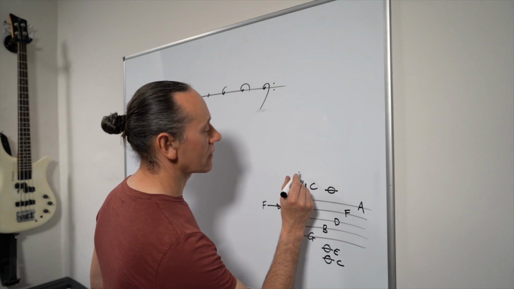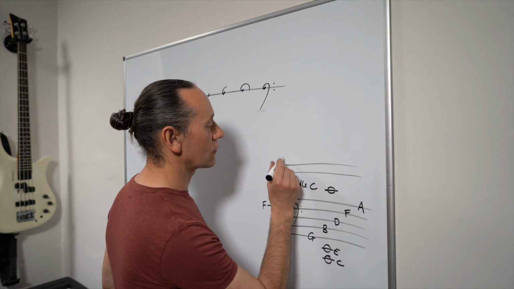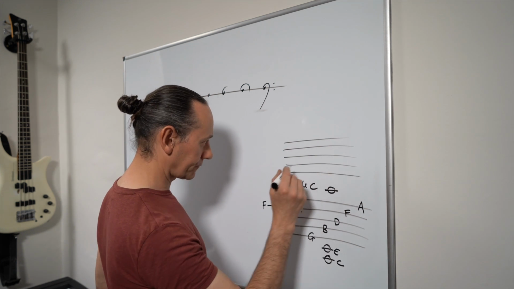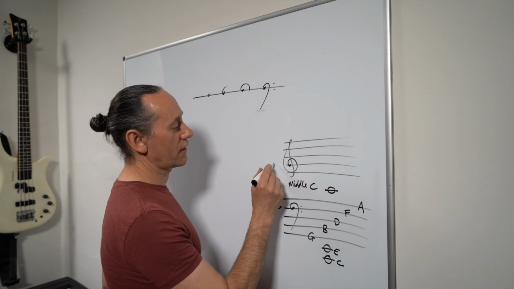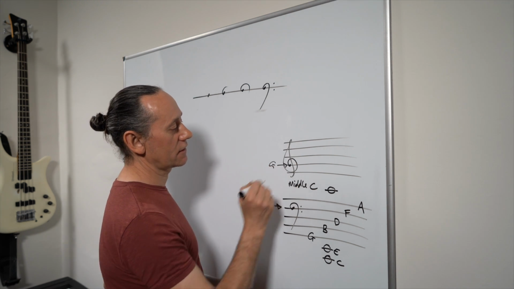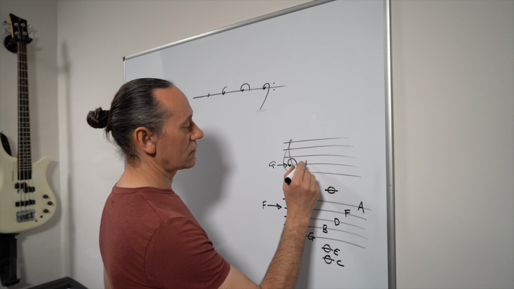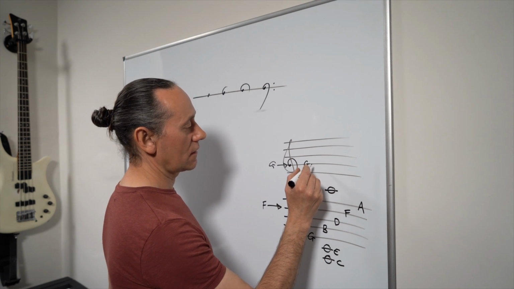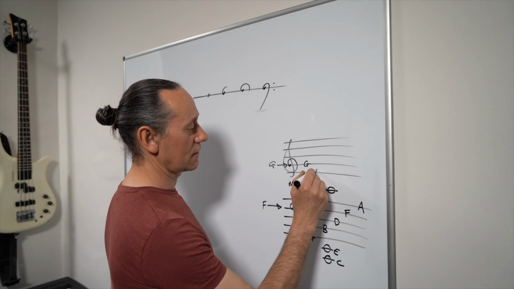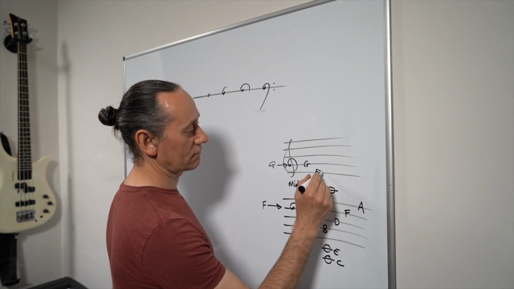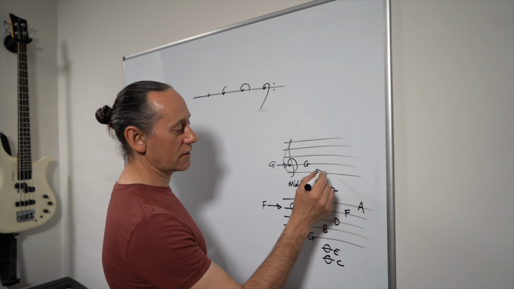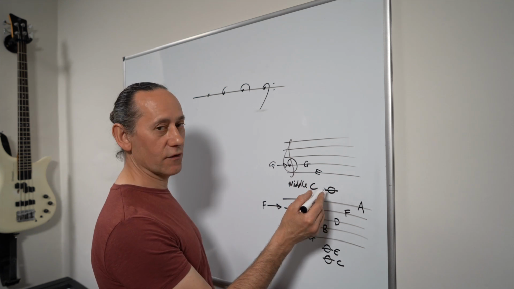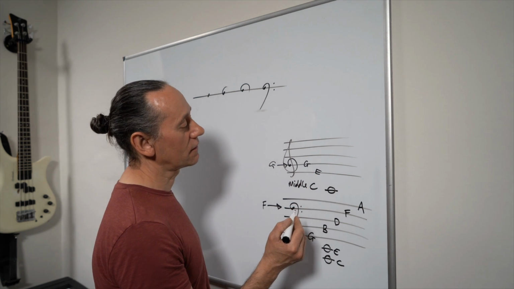So let's just draw in our treble clef so we can see the whole picture. Treble clef is also known as G clef because it identifies the G line here. So if this is G, F is in the space, E is on the line, D is in the space, and again, the first ledger line that we come to under treble clef is also middle C.